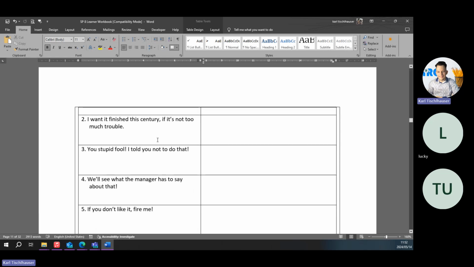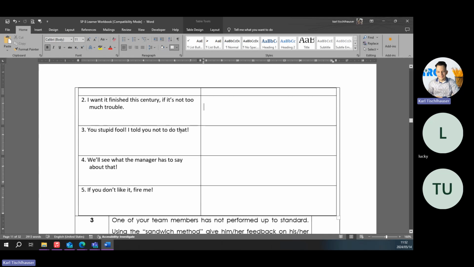Then it says, "I want it finished this century if it's not too much trouble." This is very sarcastic, very aggressive. So to be assertive, you can say, "I need this done by today," as opposed to being sarcastic and aggressive. Number 3 says, "You stupid fool, I told you not to do that." To be assertive and not aggressive, maybe we can change that and say, "You got this wrong. Let's try and do it again."